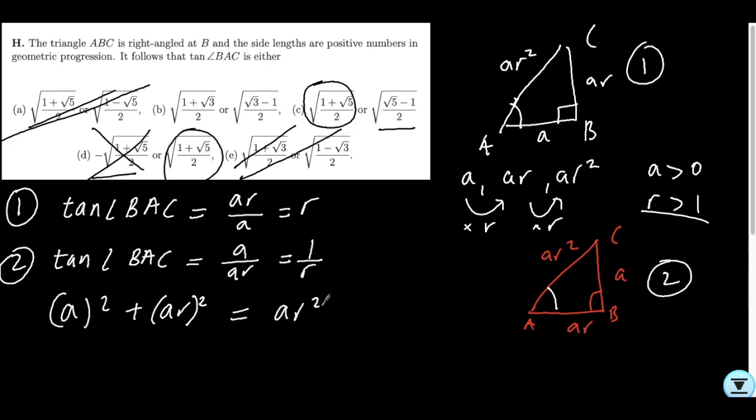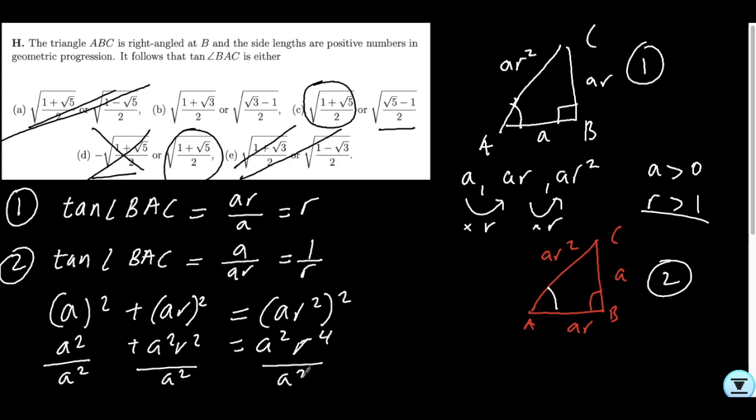which is AR squared all squared, which gives me a squared plus a squared r squared is equal to a squared r to the power 4. Now what can I do here? Well, I can divide everything by a squared, and then I can solve this. Now you might say, oh, does it matter which one's a and which one's b? Well, a and b can be either a or AR, so both situations are considered in this situation.